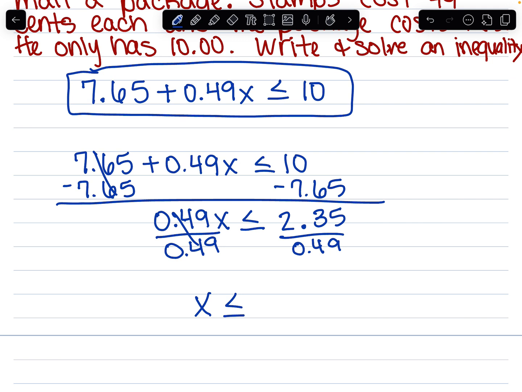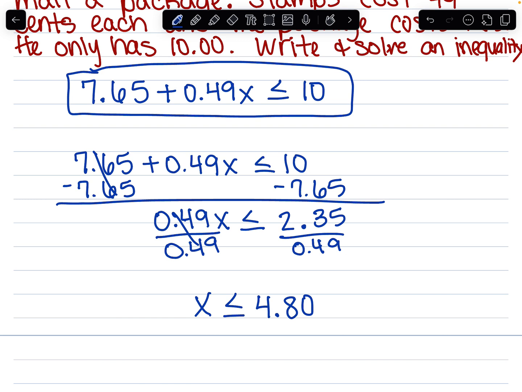4.79. Okay. What's after the 9? 5, 9. Okay, so we're going to say less than or equal to 4.80. Because that 5 would round the 9 up. Okay, and since we're talking about money, we're going to use 2 decimal places. Okay. Now, x represents the number of stamps. Can he really buy 4.8 stamps? No, right?